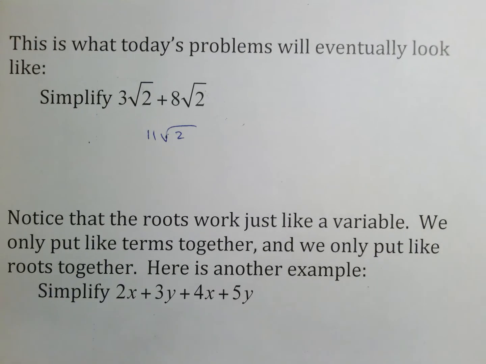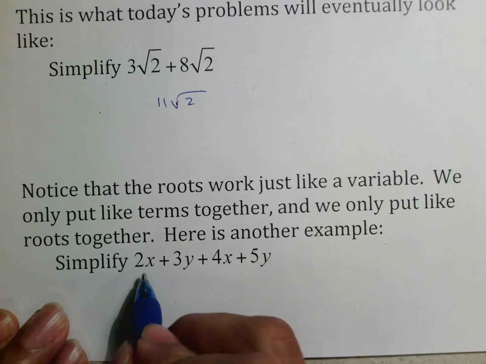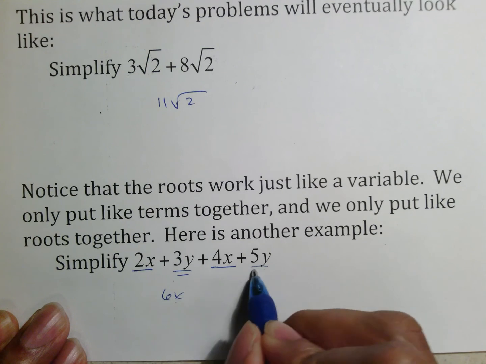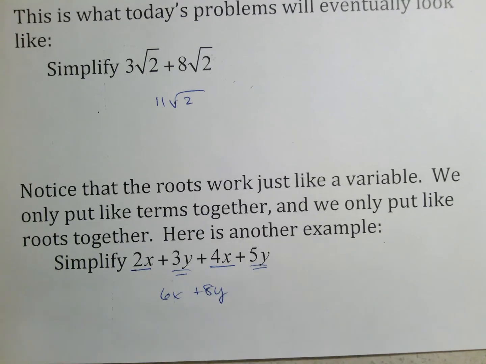So again, notice that the roots work just like a variable. We only put like terms together just like we only put like roots together. Another example here, I can only put 2x together with 4x to make 6x. I can only put 3y together with 5y to make 8y. That's what we know already, right?